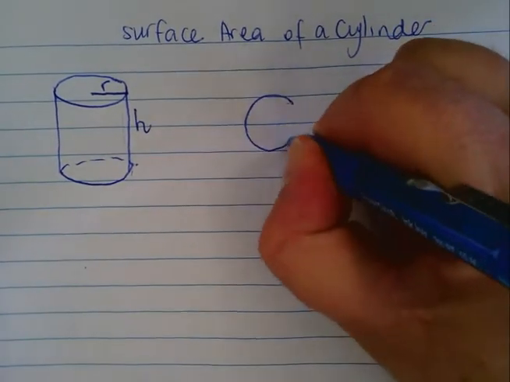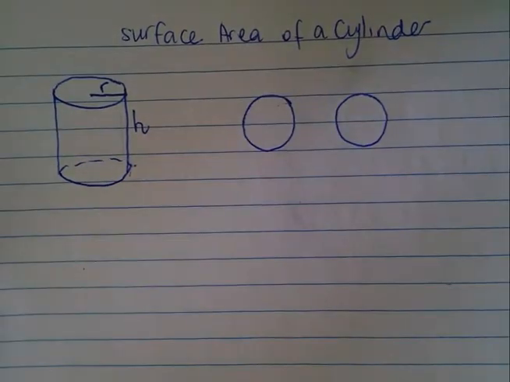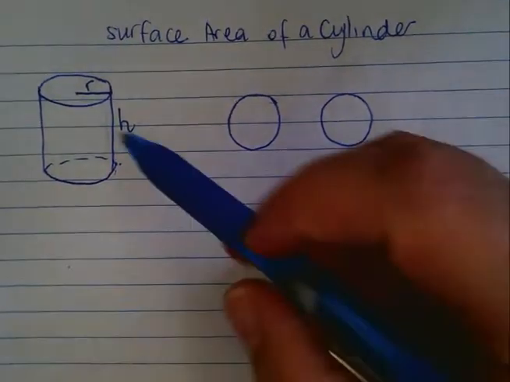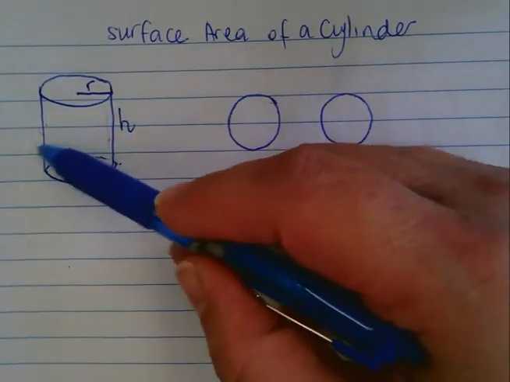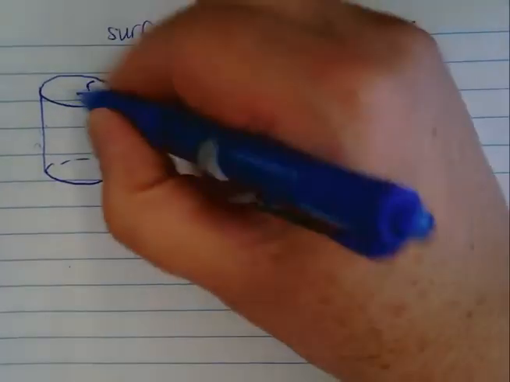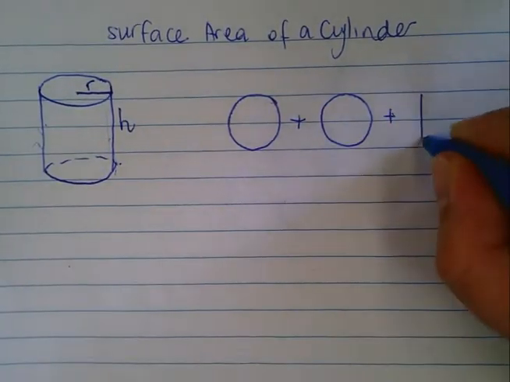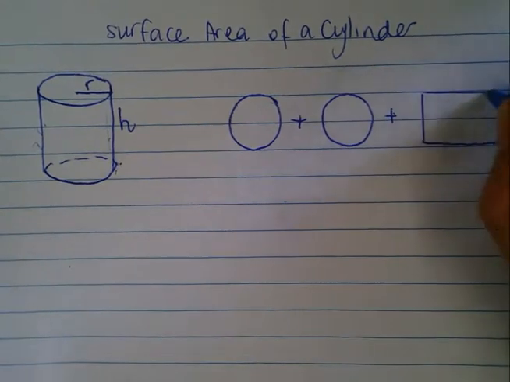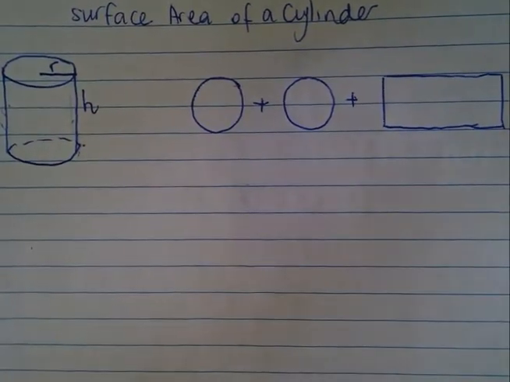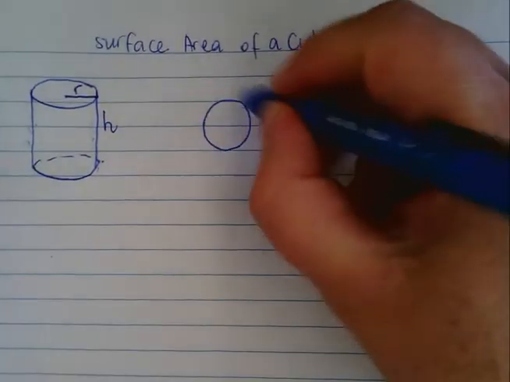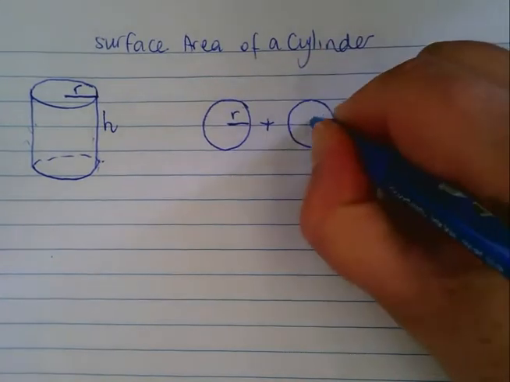Well, we've got a circle and another circle. We also have to unwrap this. This is actually a rectangle that's wrapped around the circle. So I've got a circle plus a rectangle that wraps around. It wraps around one of these circles or both of them. However, with each circle, I've got radius r.